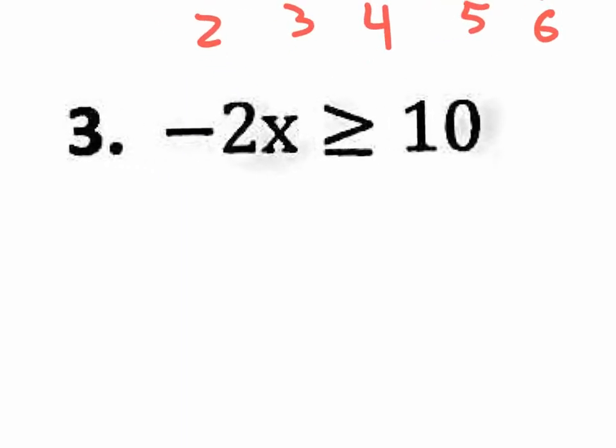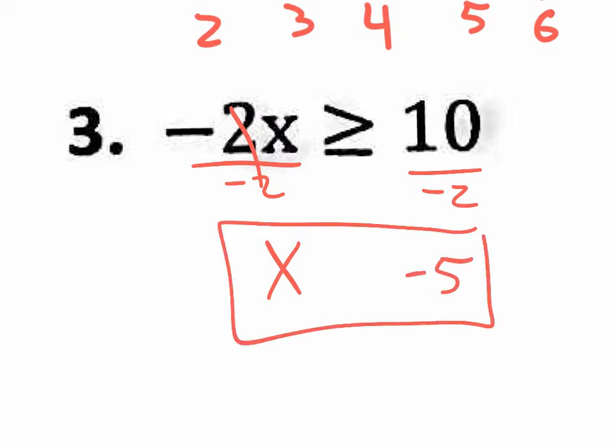This is where you're going to have to change the sign. What do I do? Divide by negative 2. Thank you. That'll cancel it out. What you do to one side, you do to the other side. X is all by itself. 10 divided by negative 2 is negative 5. Here's my answer, but what do I do to that inequality symbol? Change it. So it's going to become a less than or equal to.